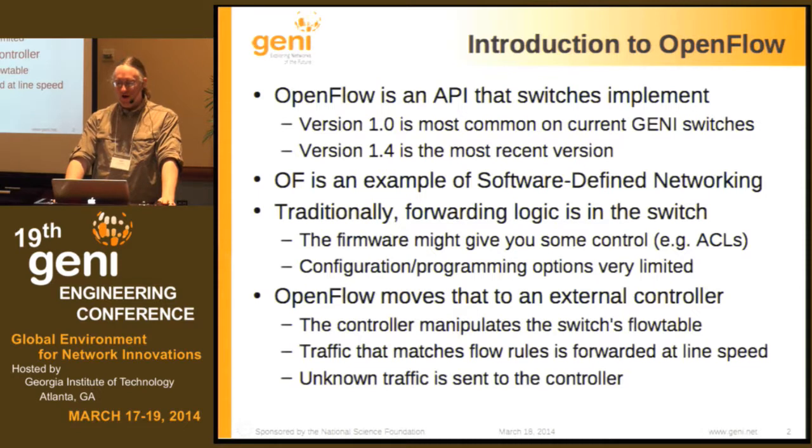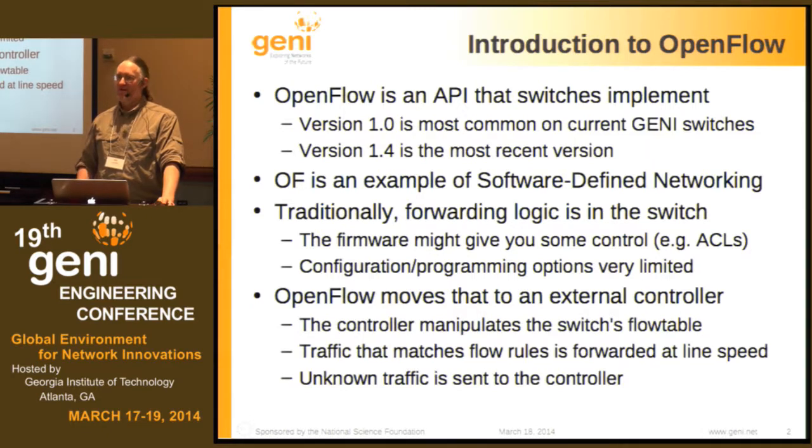All right. OpenFlow is an API that switches can implement on top of or instead of their usual firmware. There are a bunch of different versions of it, from 0.8.9 and before in the early days of GENI to 1.0, which is the most widely used on the switches that we have in GENI. 1.4 is the most recent version and isn't supported on any of the hardware we have right now, but is out there. So OpenFlow is a kind of software-defined networking. There are other ways to do SDN, but OpenFlow is one of them and is the popular one in GENI.